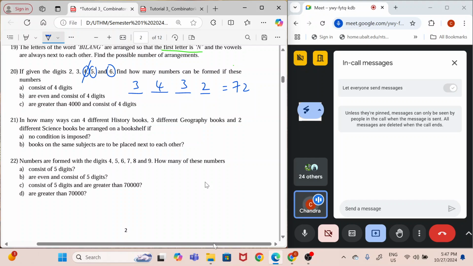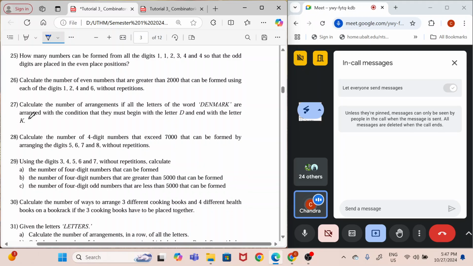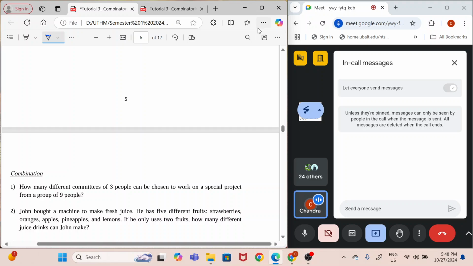So for permutation we stop here. We have a little bit more time. Combinations are much easier. The rest, 21 until 50, you try to do. Any problem later you can ask me.